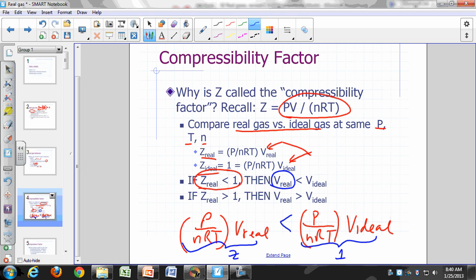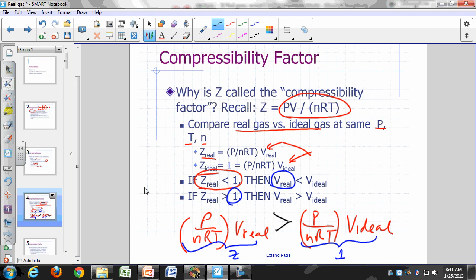Similarly, if Z is greater than 1, then if this thing right here is greater than 1, that means the volume of your real gas, the actual volume of your gas, is higher than what it would have been if it were behaving ideally. So why do you think it's called compressibility factor? What does the word compression conjure in your head? Shrinking, right? So Z less than 1 would mean that it's as if the gas has shrunk. It's all in comparison to the ideal case.